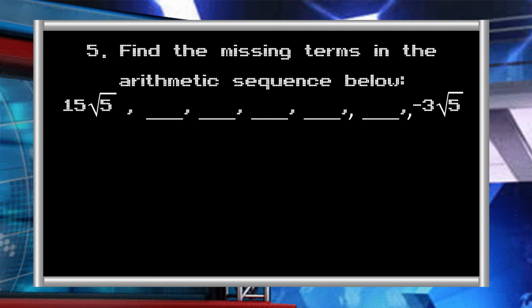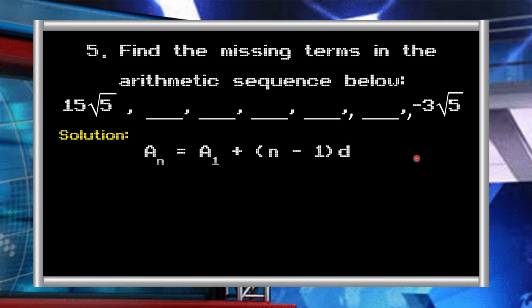Find the missing terms in the arithmetic sequence below. 15 square root of 5, and then the missing terms, and negative 3 square root of 5. Madali lang din to, para lang yung example 4 natin na may variable x. Using the formula for arithmetic sequence, remember meron tayong last term, ito yun. Meron tayong first term, this one. And para sa n or number of terms, nabibilang naman natin lahat yan.